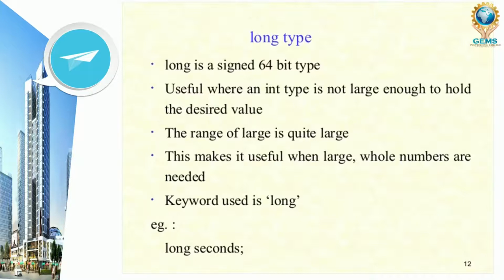Long is a signed 64-bit type. Useful where an int type is not large enough to hold the desired value. So especially the size of long is 64-bit. When you use long, that means long A, long B, long C, these are long variable declarations. When we think that the int size is not sufficient to store your value, in that scenario, we will use the long type.